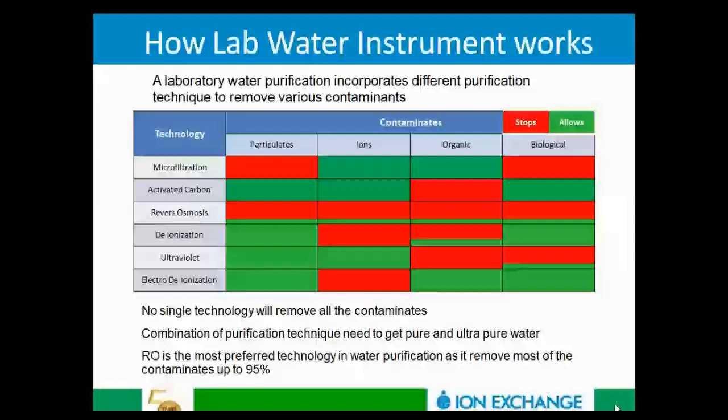So the most commonly used technology is reverse osmosis, which would remove up to 90 to 95% of all the contaminants. Here it says that it removes up to 95%, which means that the output water, or the permeate of RO, would vary with the variation in the feed water quality. So you would not be able to get a consistent water quality after the RO.